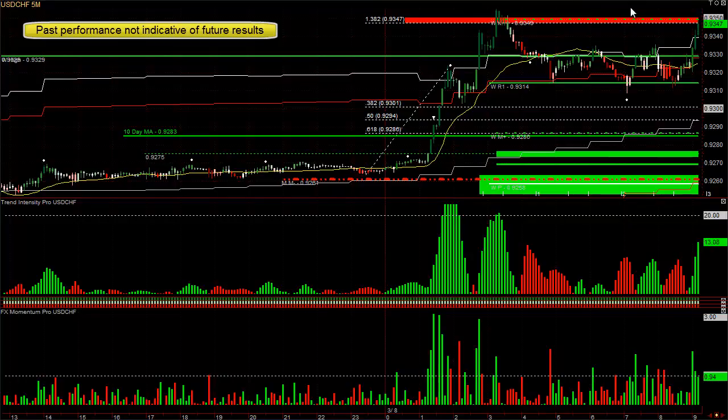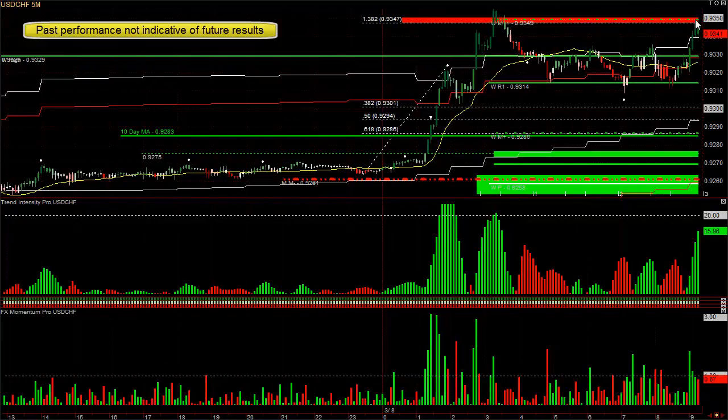It's up too much. It's double topped. Our trend intensity pro is showing a little bit less strength than before. And you're out of your trade up here around 40. But that's another 25, 30 pip move using this tool.